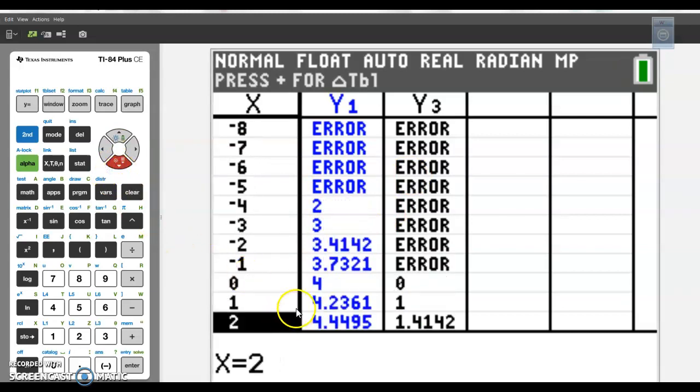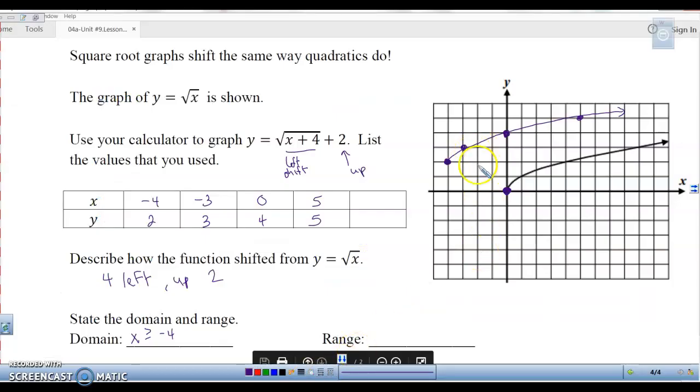Okay, and then what is the range? Well, all the y values for this particular one start at 2. So the range, all the y values have to be greater than or equal to 2. The lowest y value is going to be 2, and everything else is above that. Okay, so your shift for square root shifts the same way as a parabola.